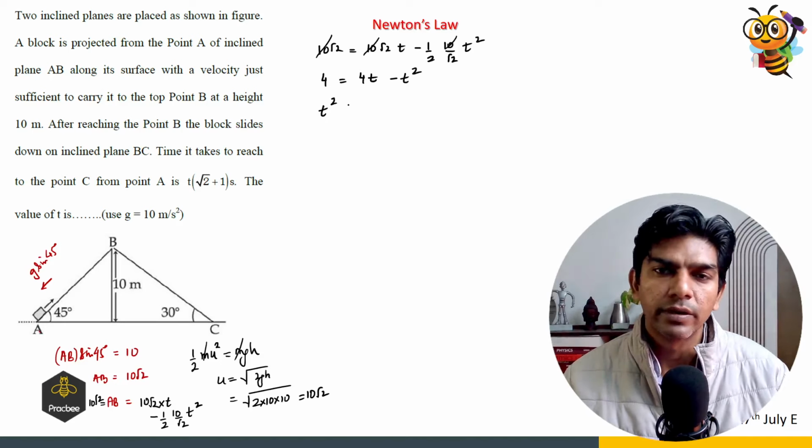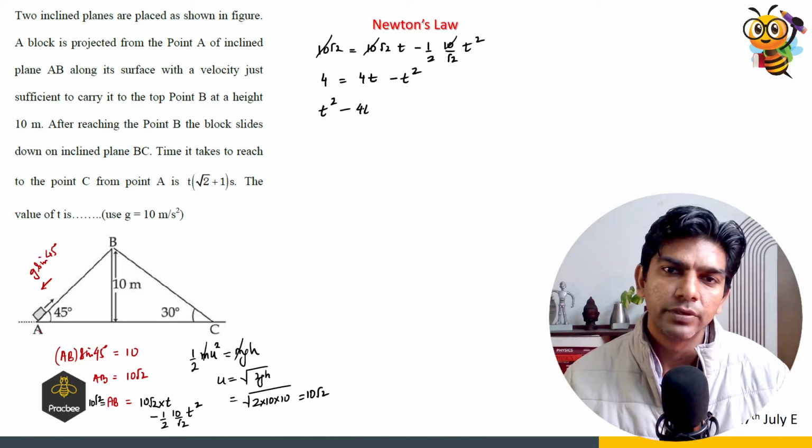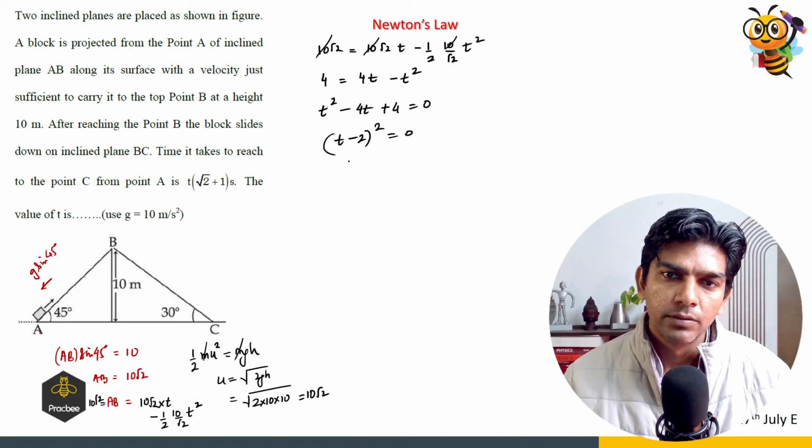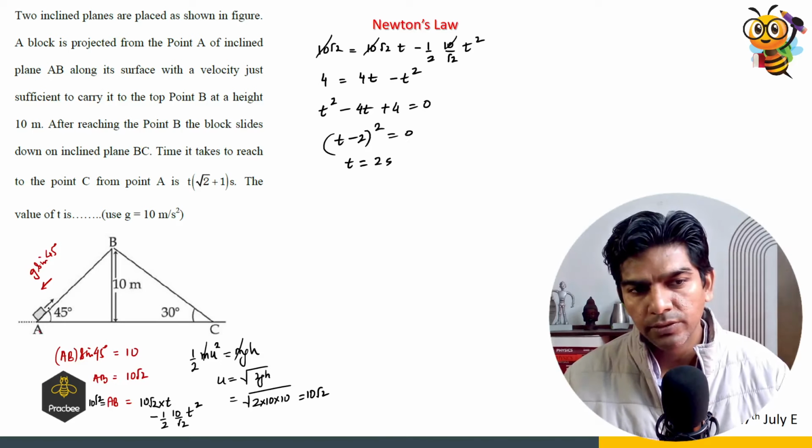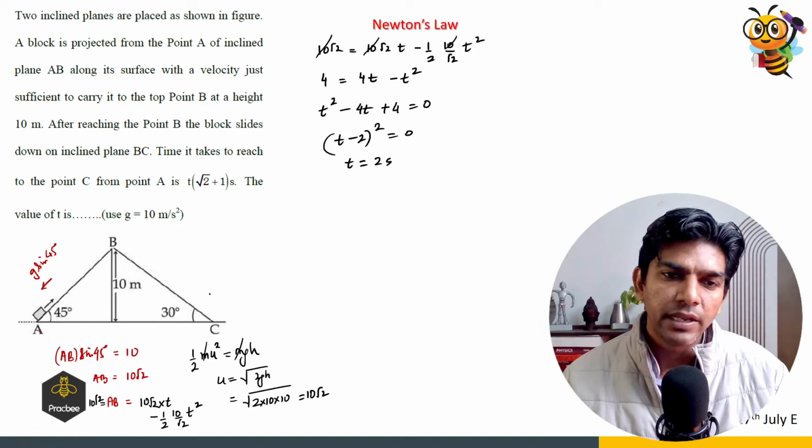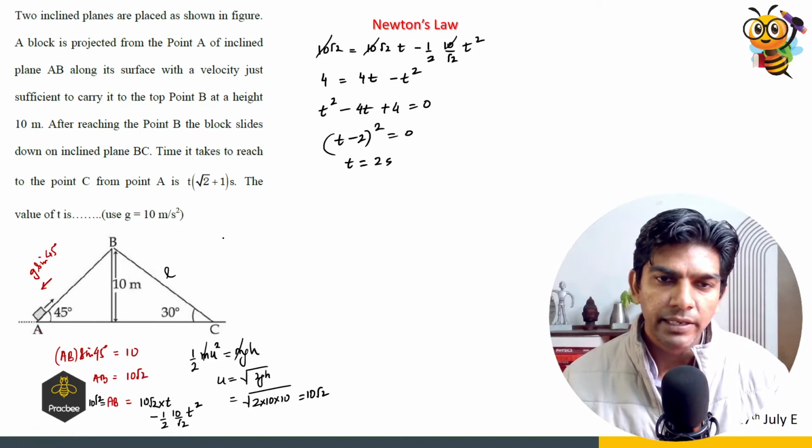So now we got a quadratic. t square minus 4t plus 4, which is nothing but t minus 2 whole square. So t comes out to be 2 seconds. So the block will take 2 seconds from A to B. Now it is sliding down, and let us say this length is L.